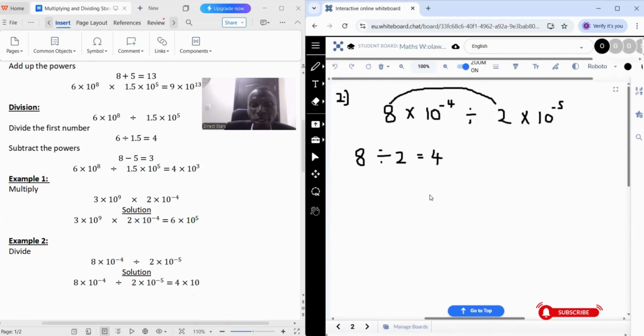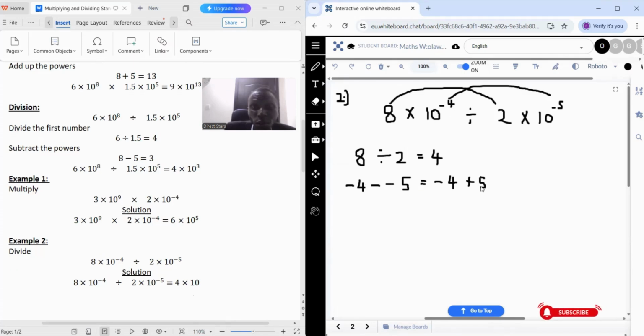And for the powers, we are subtracting the powers. That's minus 4 minus minus 5. Since the division sign is going to change to subtraction, we have minus 4 minus minus 5. Now, since we have minus times minus to give us plus, we can have this to be minus 4 plus 5.